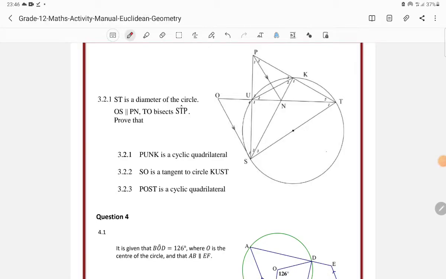All right, we are given this diagram, and it is said that TS is the diameter of the circle. This is our TS, the diameter of the circle, and OS is parallel to PN. OS is parallel to PN. So this is the information that we have. And TO bisects angle STP.